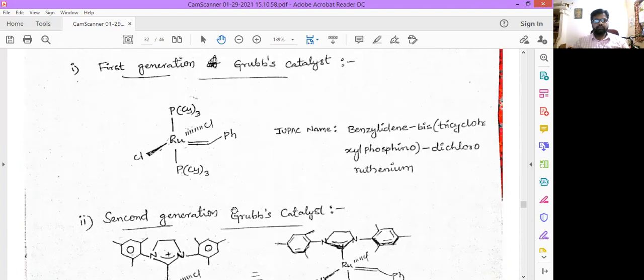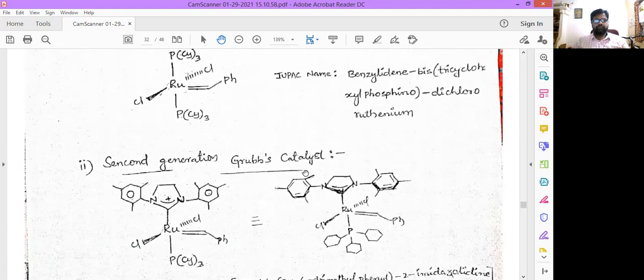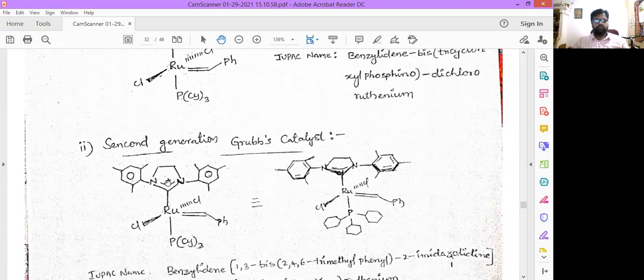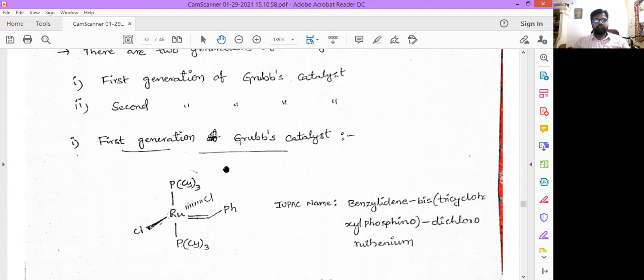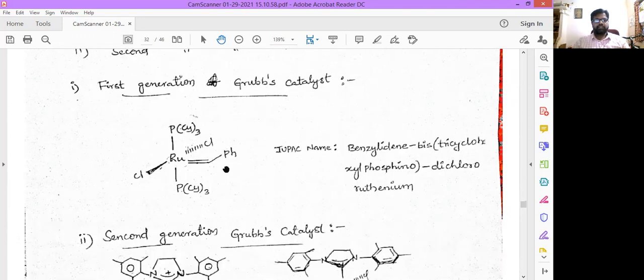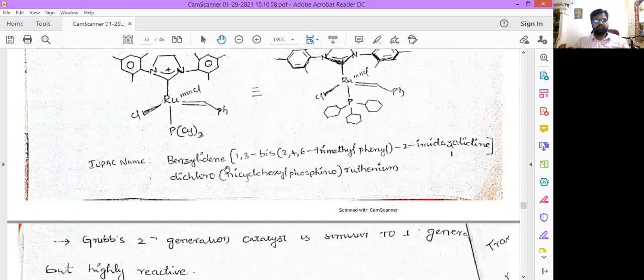Everything is the same, except one: the tricyclohexylphosphine is replaced with another moiety. So the Grubbs second generation catalyst is highly reactive compared to the first generation. That's why I have told you that first generation and second generation are based on the capacity of the catalysis. So we have to increase the catalysis. That's why they changed some of the moieties to get a more reactive catalyst, right?